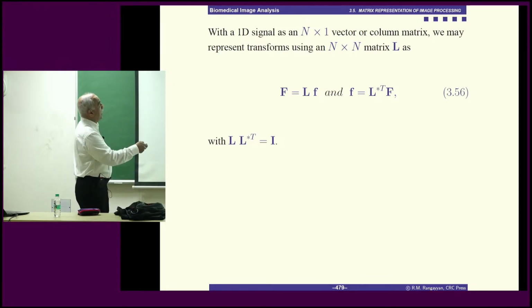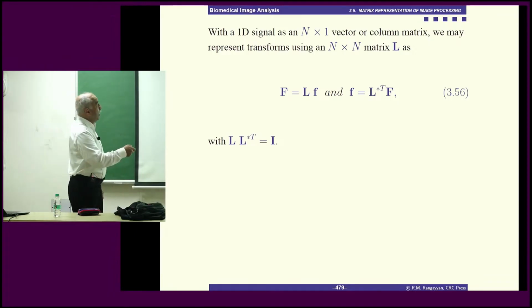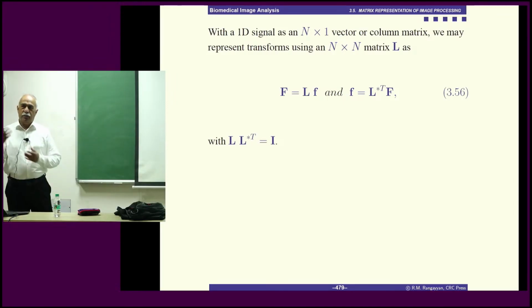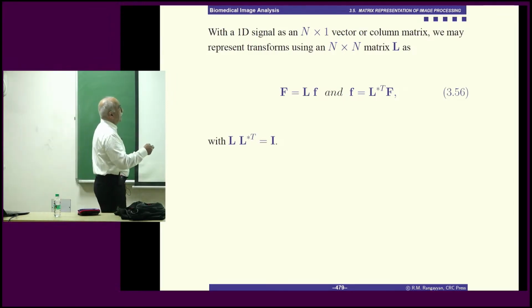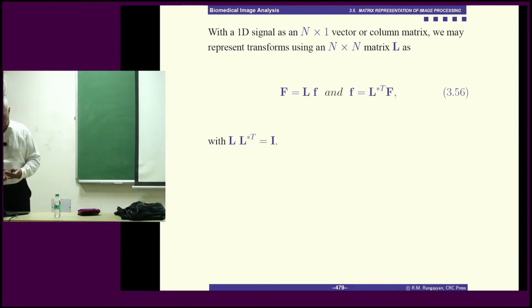And then the inverse transform is the original small f equal to L star transpose, the conjugate transpose, times the transformed space quantity. Now L times L star transpose must be equal to I, the identity matrix.